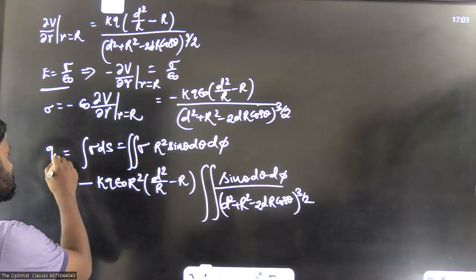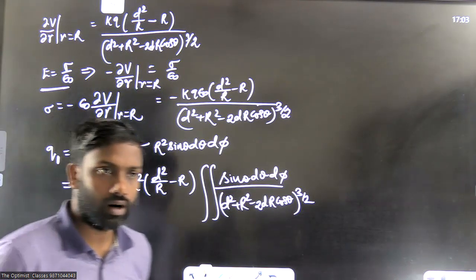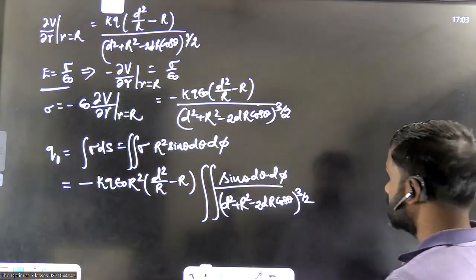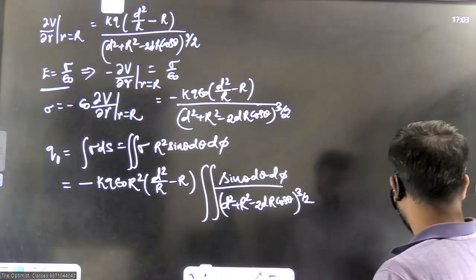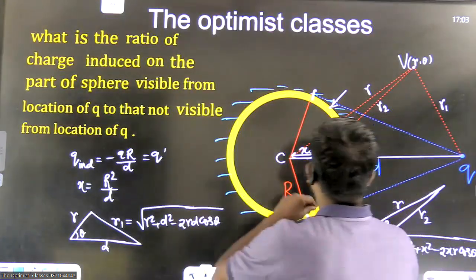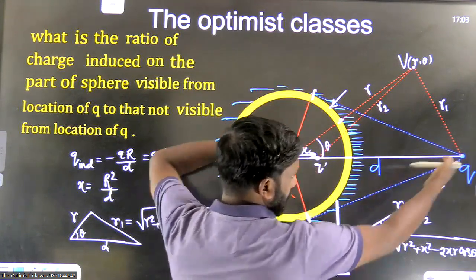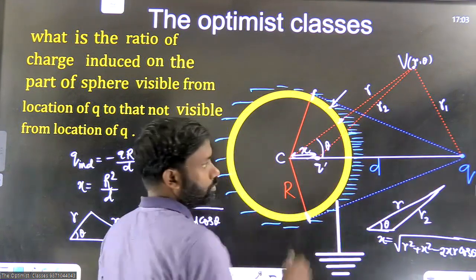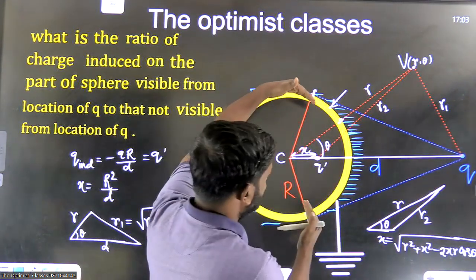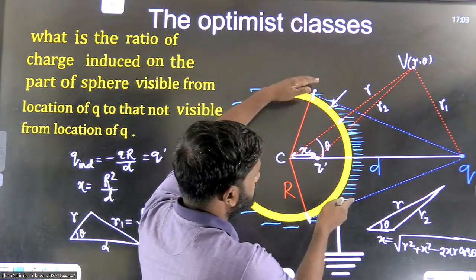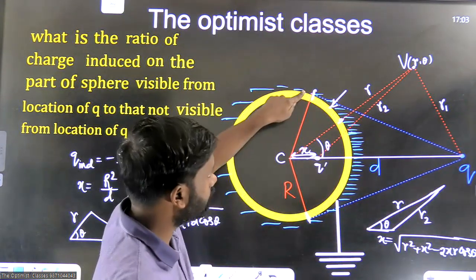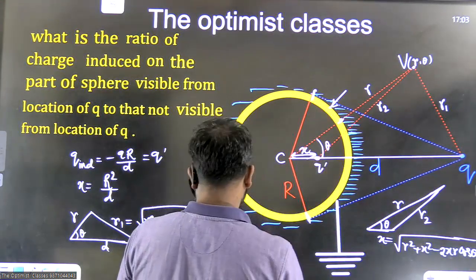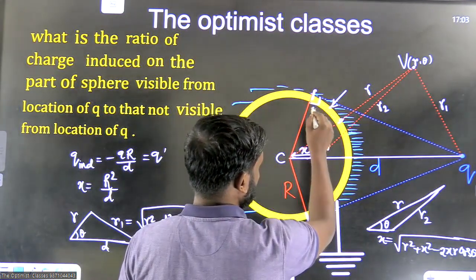So I'm writing that Q1 is the charge induced on the part of the sphere which is visible from the location of charge Q. Let's see what limit we should take. See, I have drawn a tangent on the sphere from the location of Q. Only this part, up to the red line, is visible from the location of Q. So we are calculating the charge induced on this part. You see here, this is a tangent, therefore this angle is 90 degrees.